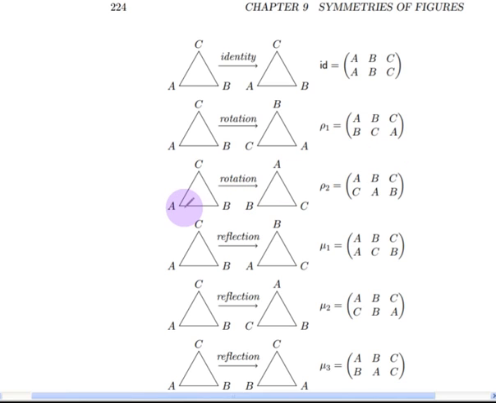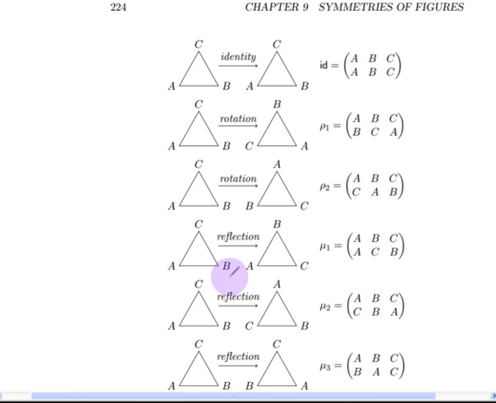Another rotation would be if A goes to position C, B goes to position A, and C goes to position B. I'm showing this as a counterclockwise rotation, as is usual, but you could also show it as a clockwise rotation. A goes to C, C goes to B, B goes to A. All right, and we get this tableau.